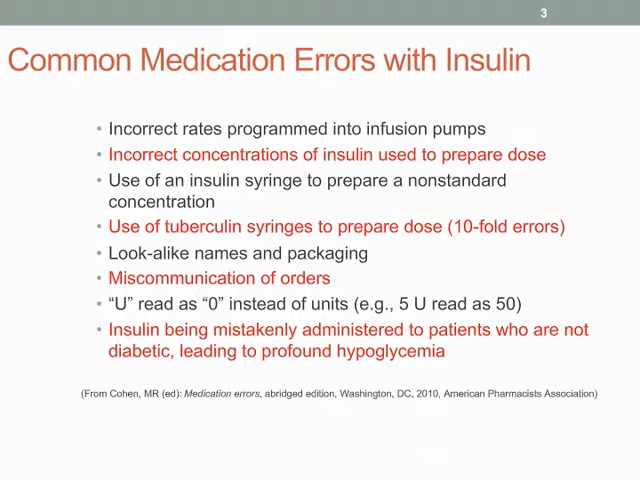There are some look-alike names and packages, so that's an alert to make sure that you are actually getting the correct type of insulin. There could be a miscommunication of an order, or a U is read as a 0 instead of units, and that's the reason why we don't use the U any longer, but you need to write the entire word out. Or maybe insulin is given to someone who's not a diabetic, and so now they have what's called profound hypoglycemia, such a low blood sugar that could kill them.